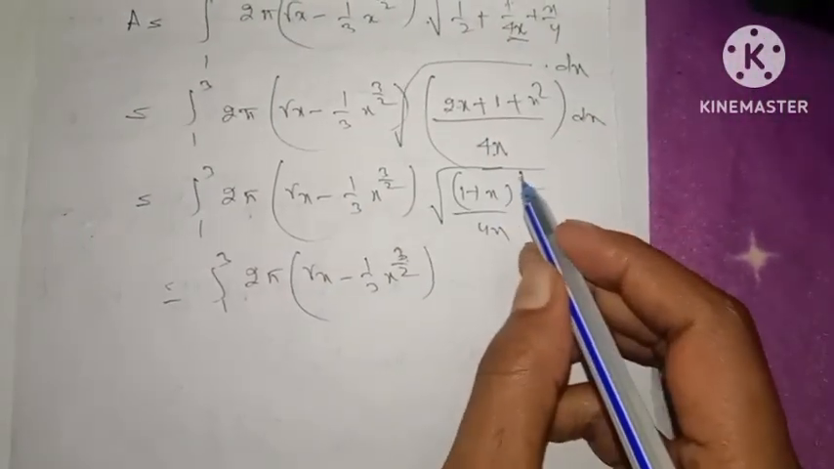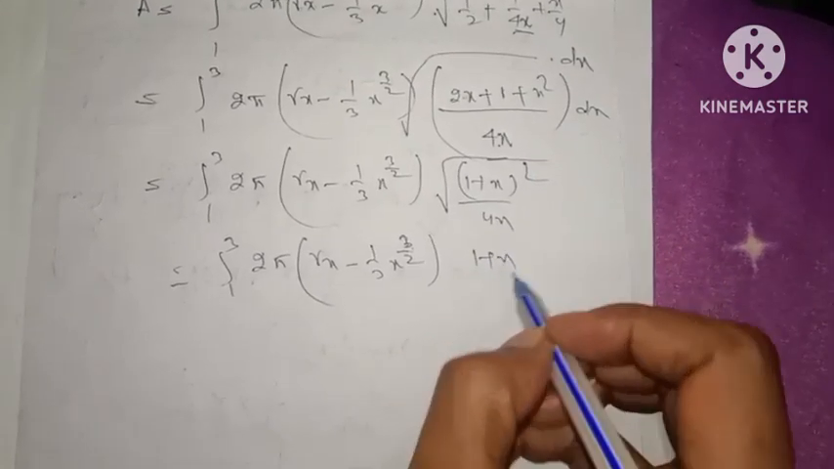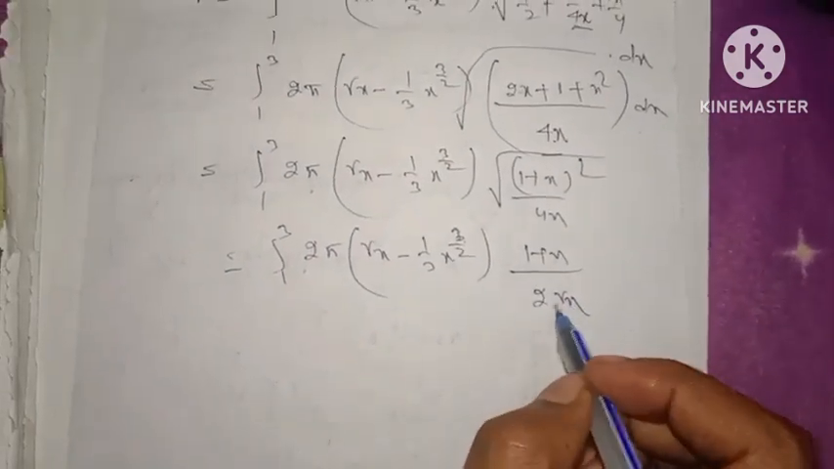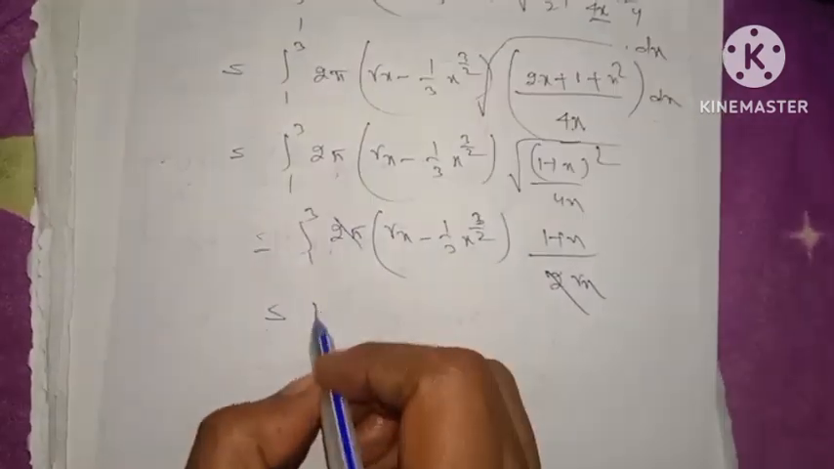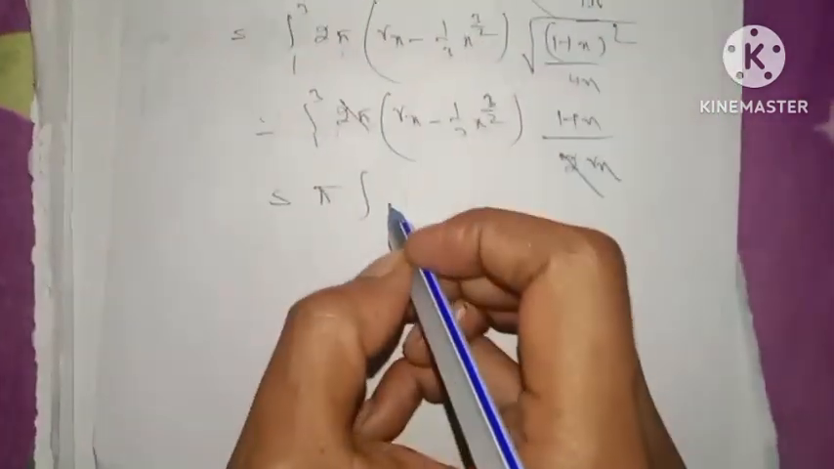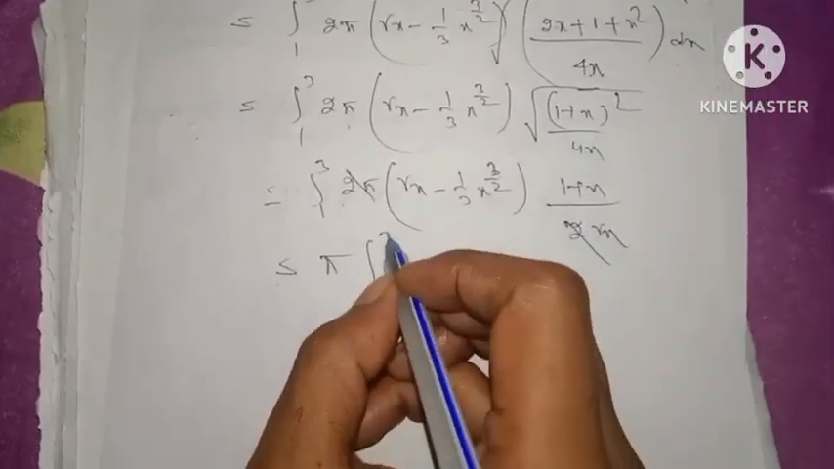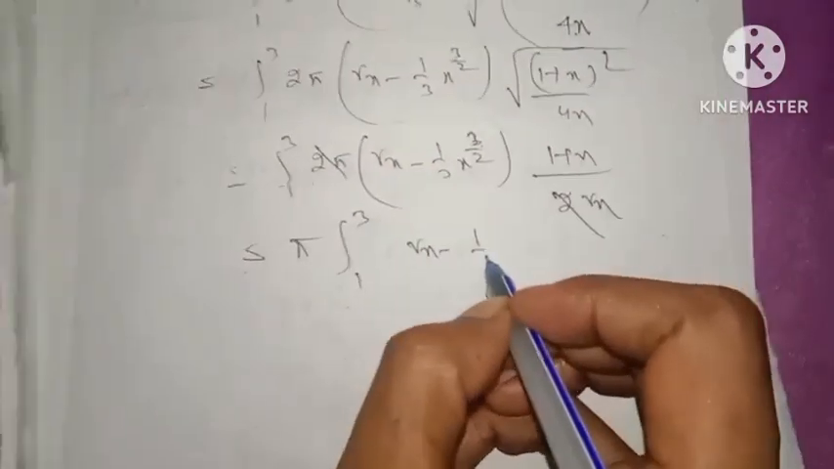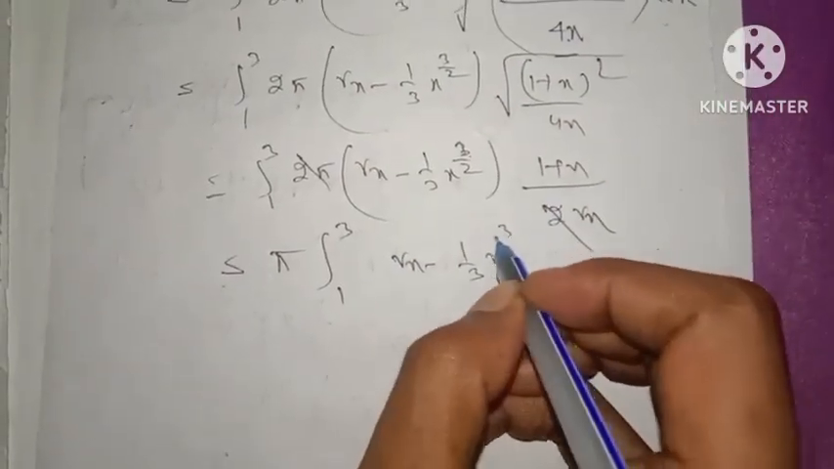The root and the square will cancel. This is the 1 plus x, and the 4 root will be 2, and root x will remain. Then 2 and 2 will be considered. Then pi will be a constant, remaining outside the integration. So root x minus 1 by 3 x to the power 3 by 2.